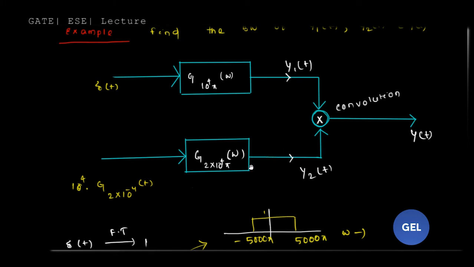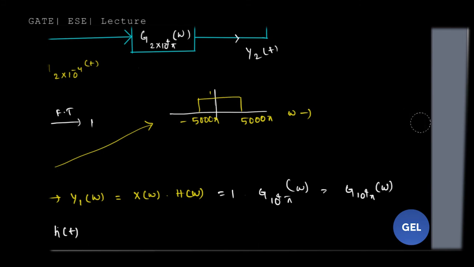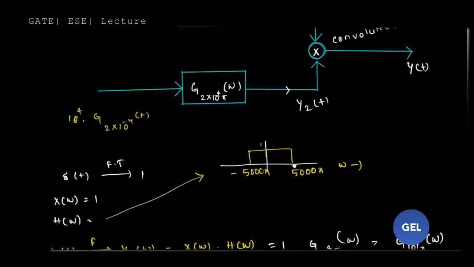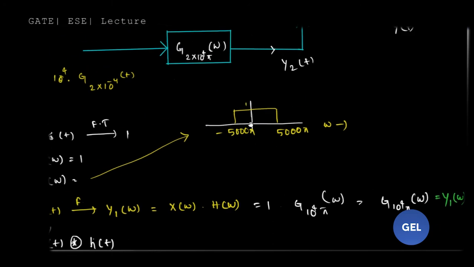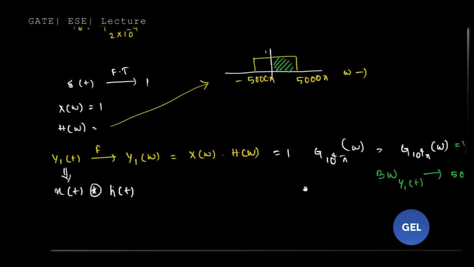Now from the y1 of t perspective, the output Y1 of omega that we got here is this function. So what is the bandwidth that we can see from this Y1 of omega? Sir, clearly it is seen that the bandwidth is 5,000 pi. Bandwidth of y1 of t is nothing but 5,000 pi. Clear this concept, how we solved it?